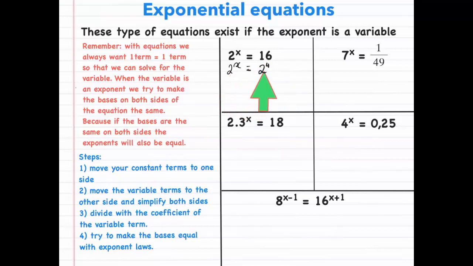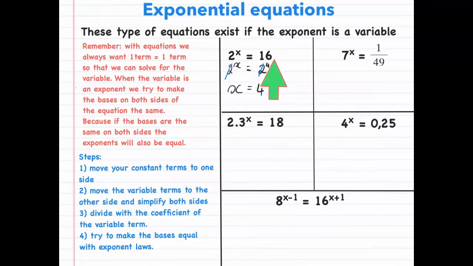That base is a 2. This base is a 2. Therefore, I can just throw these bases away, and then we know that x will equal 4, because if the bases are the same, the exponents will then be equal. So we didn't really have to use an exponent law, we just simply used the product of its prime factors.